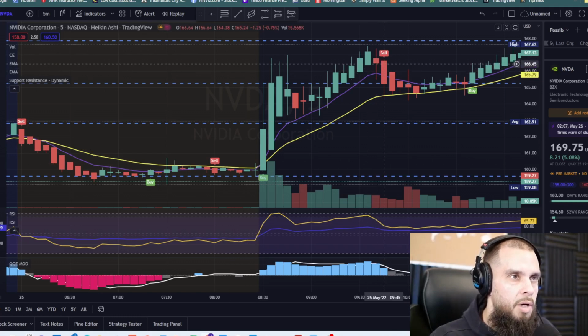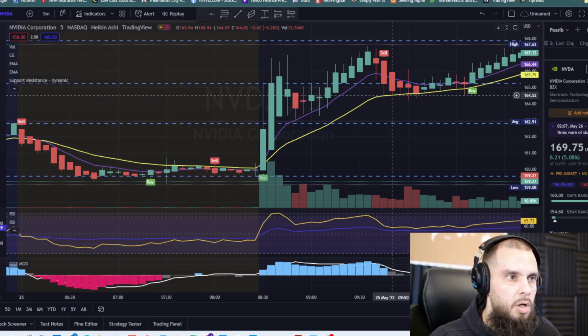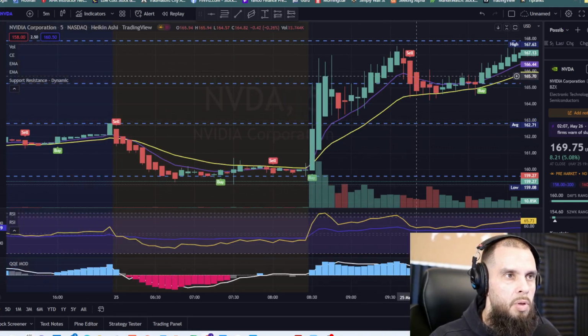So this is just one part of the equation. The 9 hasn't crossed the yellow. This yellow RSI hasn't crossed. This white line hasn't dropped below, and there are no red bars. So this is still a pullback.